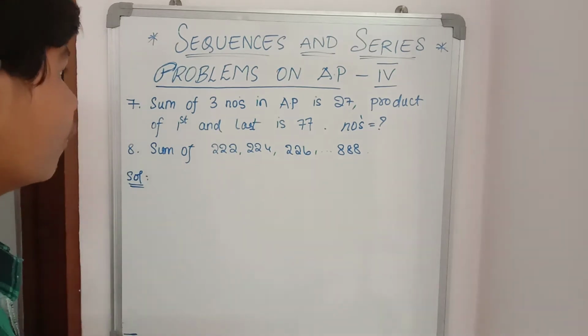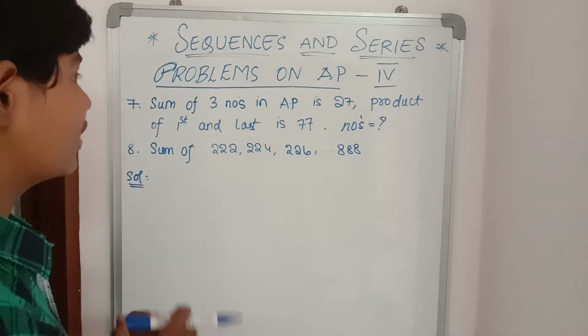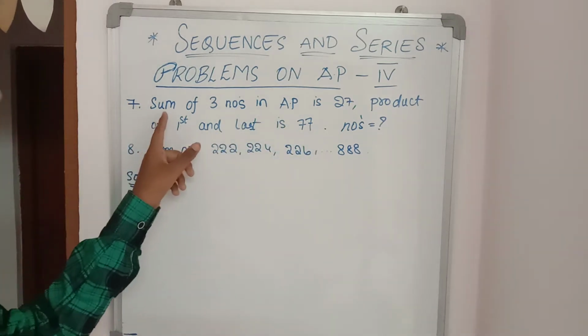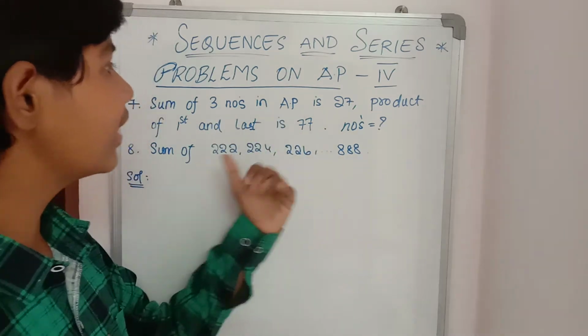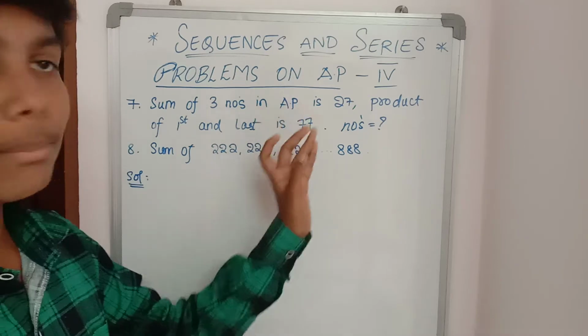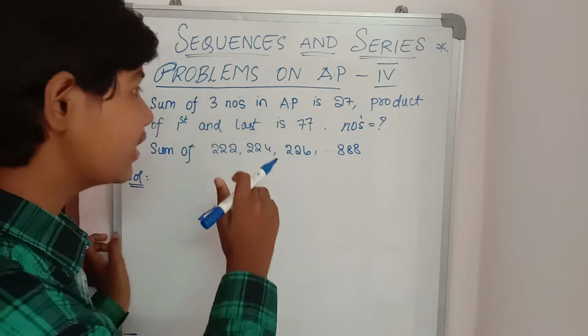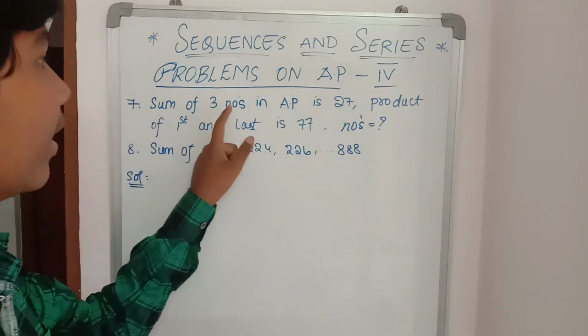Given: the sum of three numbers in AP is 27, and the product of the first and last is 77. What are the three numbers? Here they have mentioned the sum of three numbers in an AP, meaning any three numbers in AP, not the first three numbers. Any three numbers in AP have a sum of 27.